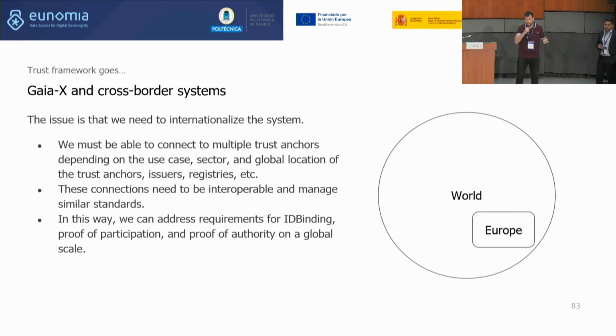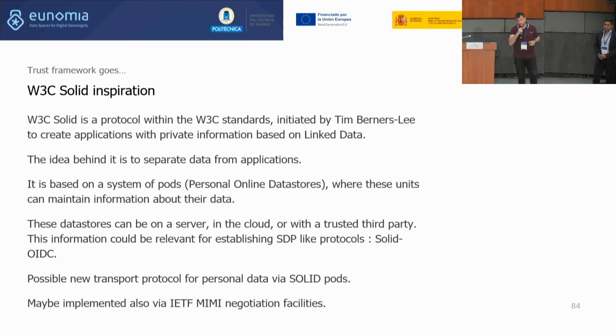So we have new requirements, of course, technical requirements. First of all, we have to be able to connect multiple trust anchors depending on the use case sector and also global location. These connectors have to be interoperable with each other and manage similar standards. In this way, we can address, of course, requirements of ID binding, proof of participation, and proof of authority, which is very important, as said in the technical convergence document, and on a global scale, not only on a European scale. So we are having different lines of work.